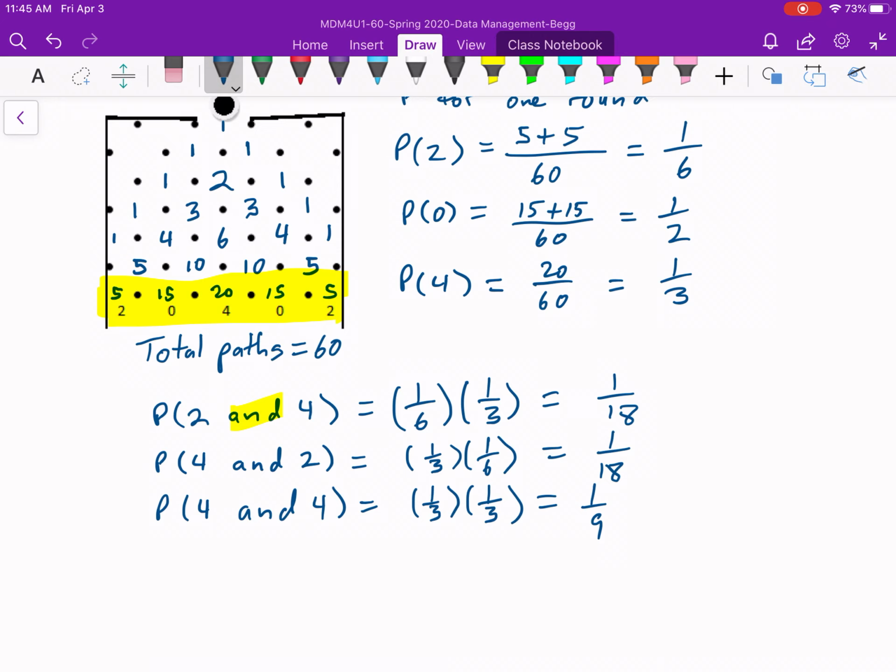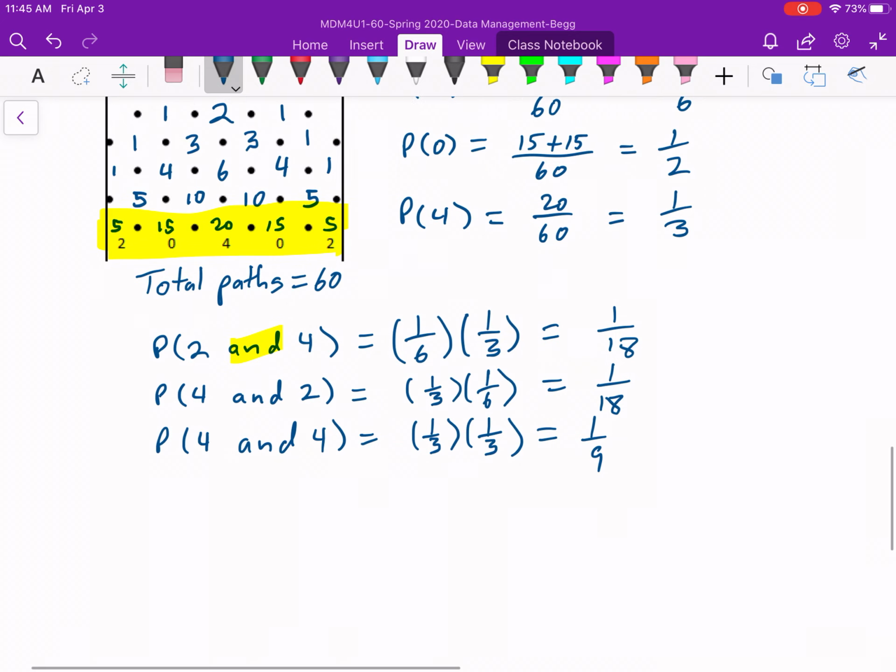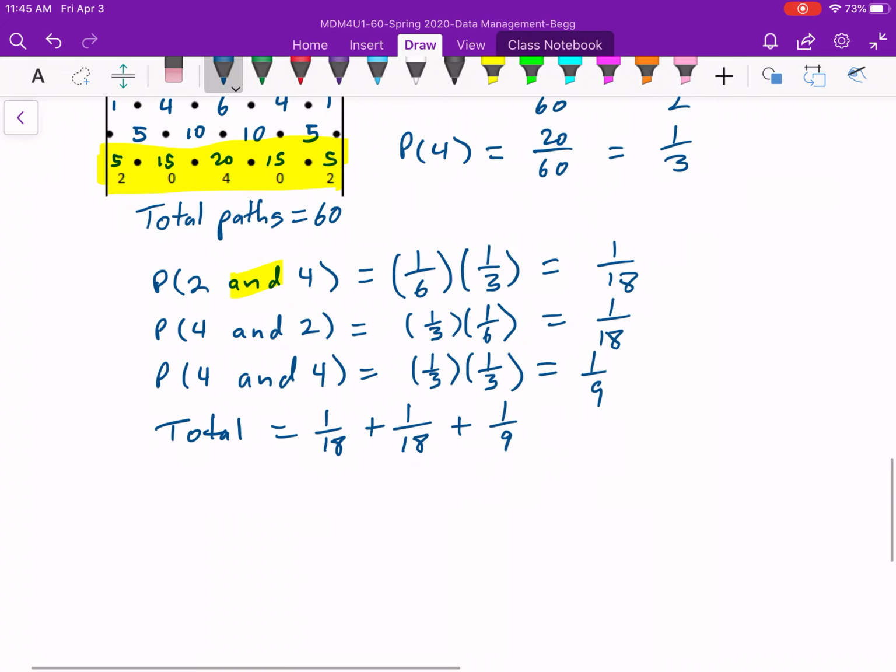So we would add these probabilities all together. So the total probability would be 1/18 plus 1/18 plus 1/9. I guess the easiest way to do that is to just change it to a decimal, and if I do that, I get approximately equal to 0.22, which is 22%.